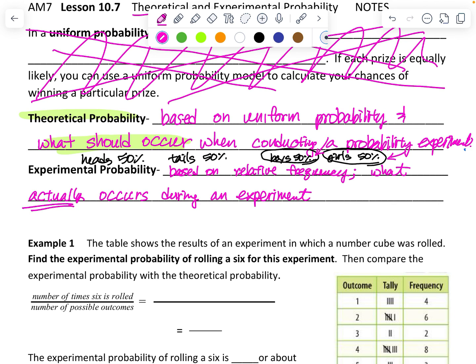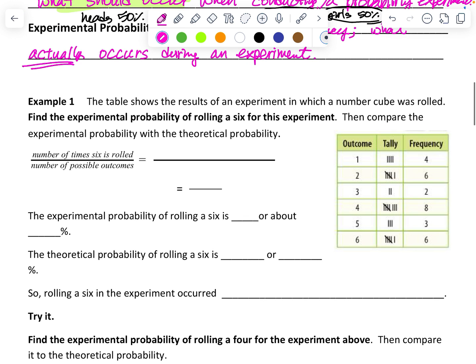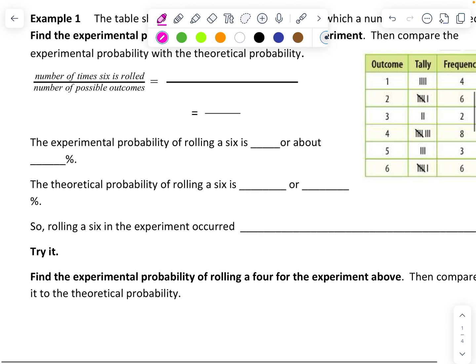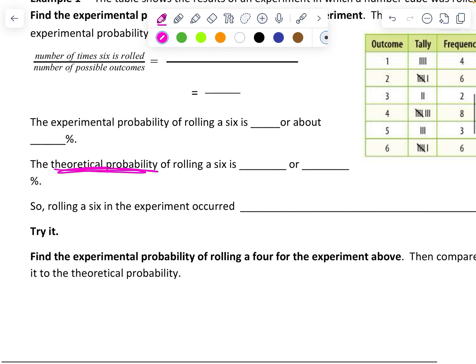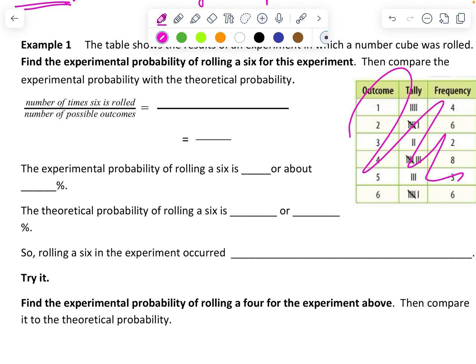All right, so let's talk about this. The table shows the results of an experiment in which a number cube was rolled. Find the experimental probability of rolling a 6 for this event, then compare the experimental probability with the theoretical probability. I'm going to skip this and go to the theoretical probability part. Theoretical probability starts right here. Forget this experiment for now, but theoretically speaking, you're rolling a number cube.